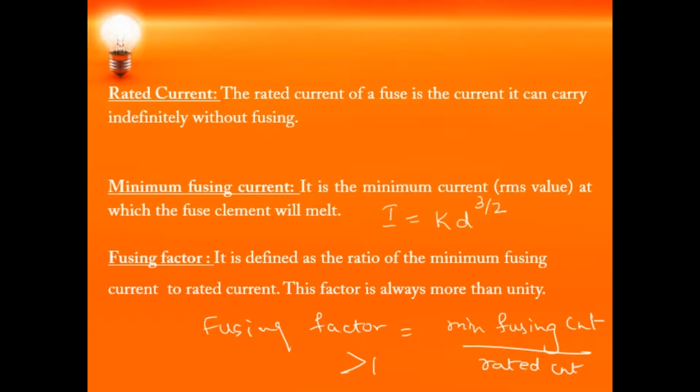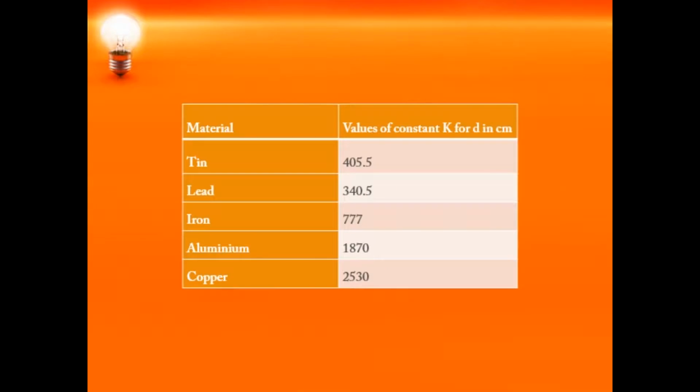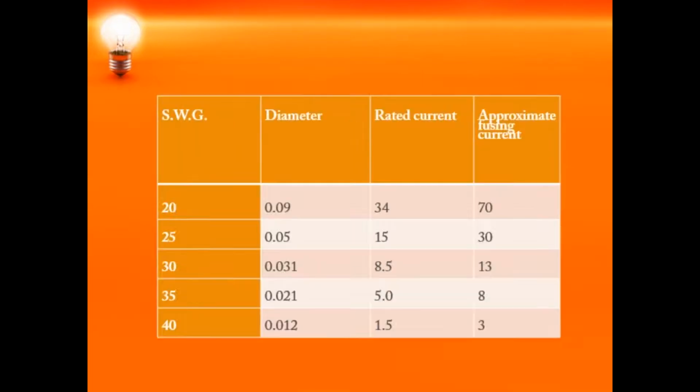So now let us see the different values of K for different materials. You can see that tin has a value of 405.5, that is the K value for a certain diameter in centimeter. Similarly for lead, iron, aluminium and copper, these are the different values of constant K. And if you see the standard wire gauge 20, its diameter is 0.09, and this diameter is in centimeter.